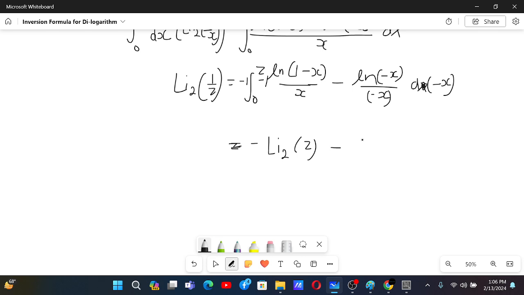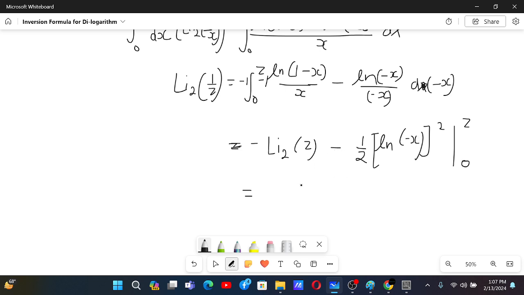So I can write this as y squared by 2, so 1 by 2 ln of minus x, whole squared, and this is from 0 to z. Is that okay? So from 0 to z. We might be able to evaluate this at z, but at 0 we won't be.